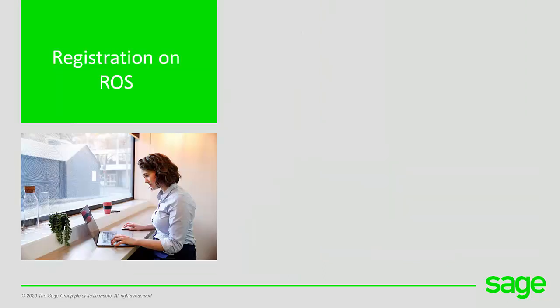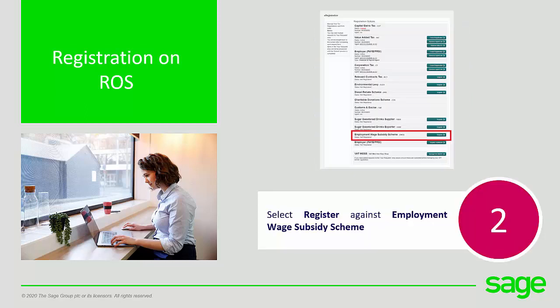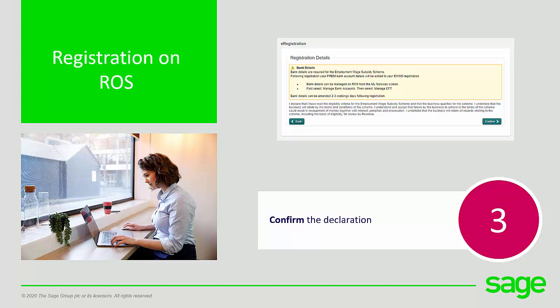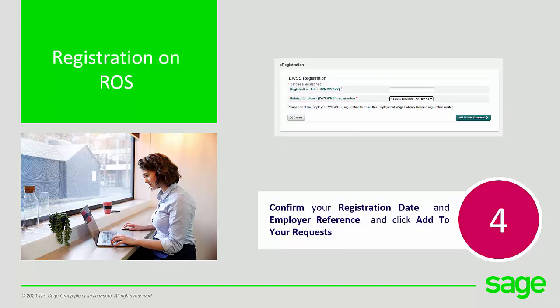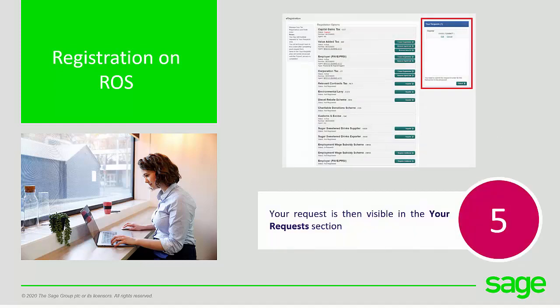Registration on ROS is simple. Firstly, log into ROS and select Manage Tax Registrations. Then select Register against Employment Wage Subsidy Scheme. Confirm the declaration. Confirm your registration date and employer reference and click Add to your request. Your request will then be visible in the Your Requests section.